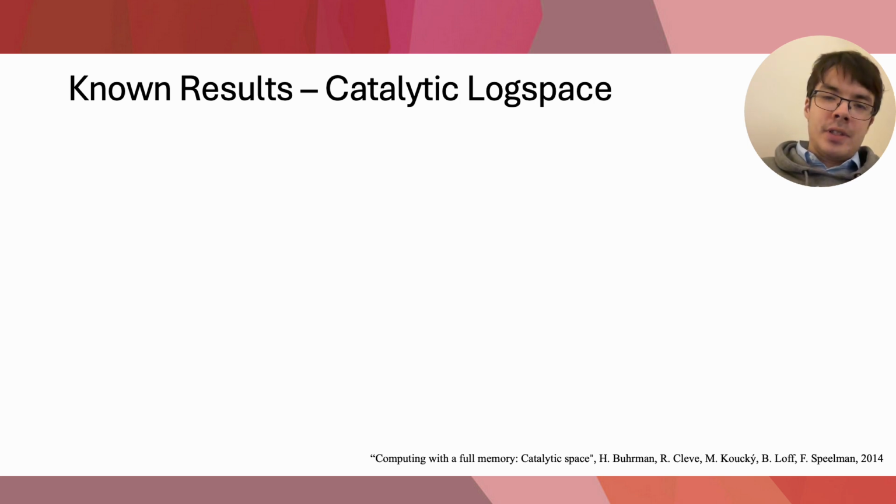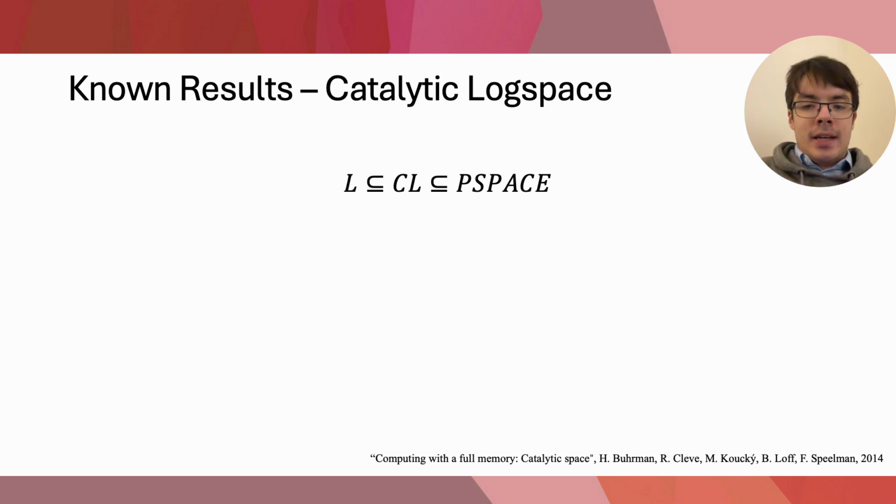Having defined catalytic computing, and in particular catalytic log space, CL, let's see where it fits into the complexity theoretic hierarchy. The trivial bounds on CL are L and PSPACE. L, because a catalytic log space machine that has no catalytic tape has only a logarithmically large clean space, which is exactly L. PSPACE, because a PSPACE machine is just a catalytic log space machine where we're promised that the catalytic tape starts in the all-zero state. This gives us the trivial bounds on CL.